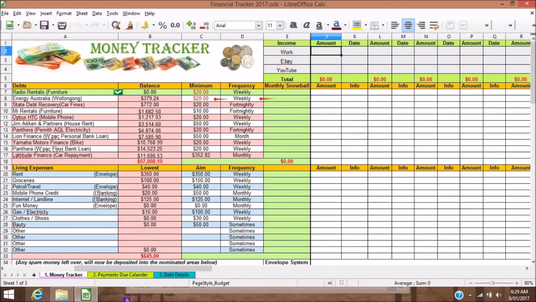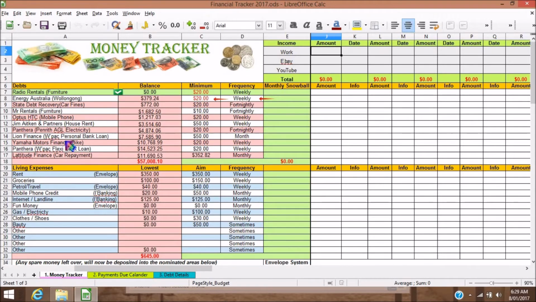So let me explain what it is that you're looking at. There's 3 tabs down below, or 3 pages. The first tab is called the Money Tracker, and that's the one that we're currently looking at. The next one is Payments Due Calendar, and we'll have a look at that soon. And Debt Details is the last tab. So let's have a quick look at Money Tracker.